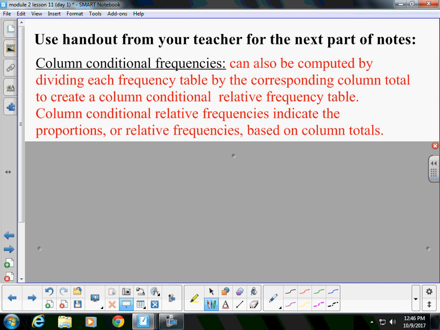The column conditional frequencies can also be computed, so we've been talking about row, by dividing each frequency table by the corresponding column total to create a column conditional relative frequency table. Column conditional relative frequencies indicate the proportion or relative frequency based on the column totals.